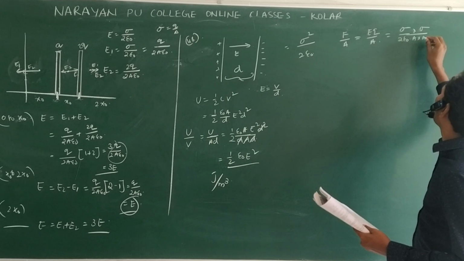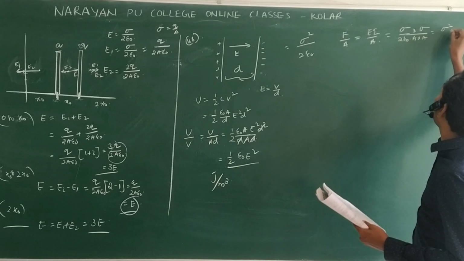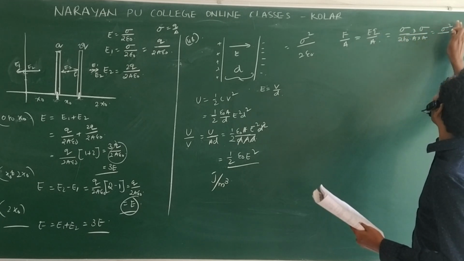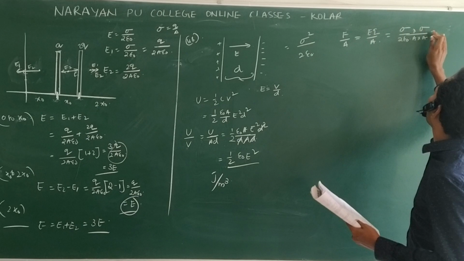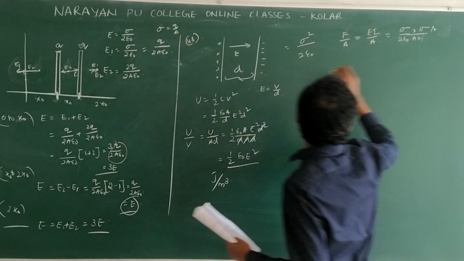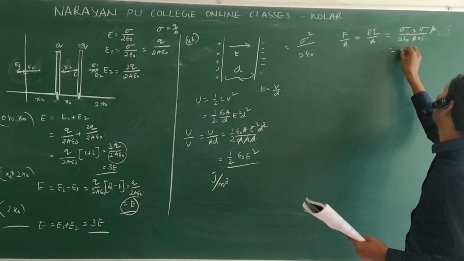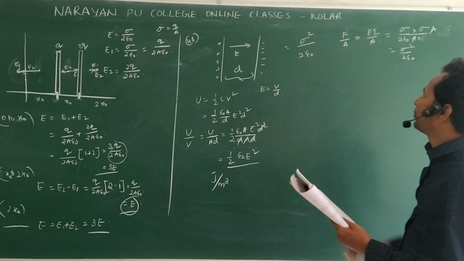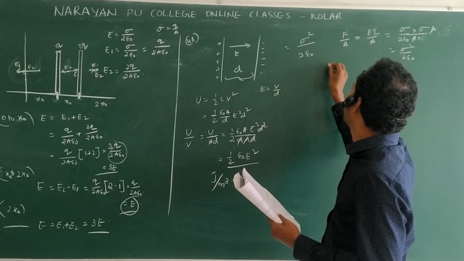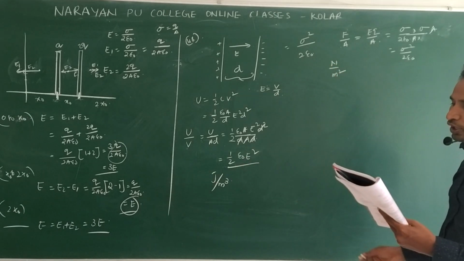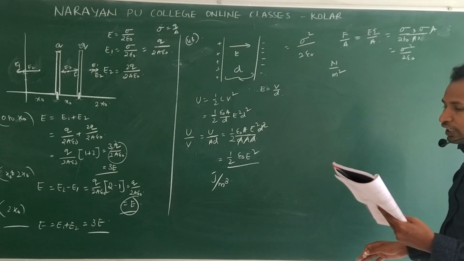Then what do you get? This is sigma square by... Q we can write as sigma into A, according to this formula. Q is equal to sigma into A. Then A cancels, and we get sigma square by 2 epsilon naught. So this is pressure. Pressure formula unit is force per area, meaning Newton per meter square. For option B, the formula is the fourth option, the fourth unit in column B.